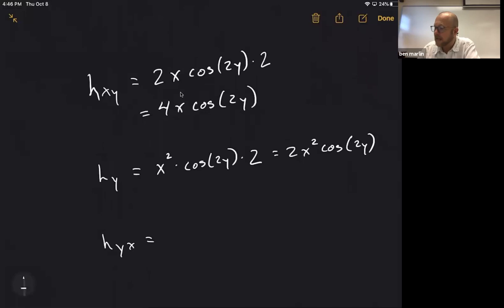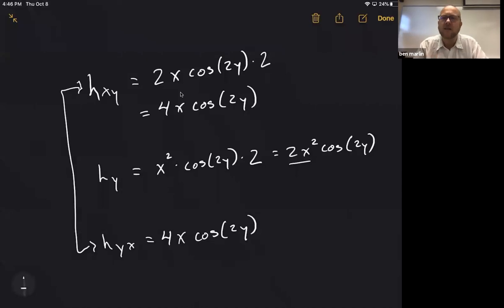So now we're going to do h sub yx. We did the derivative with respect to y already. Now we're going to do the derivative with respect to x. And in doing that, notice that the x is the part that we think of as changing. And so we end up with a 4x cosine of 2y. Look at that. We got the same thing. Amazing. It'll never happen again, will it? No, it happens all the time. So your mixed partials are going to turn out to be the same when you change the order.